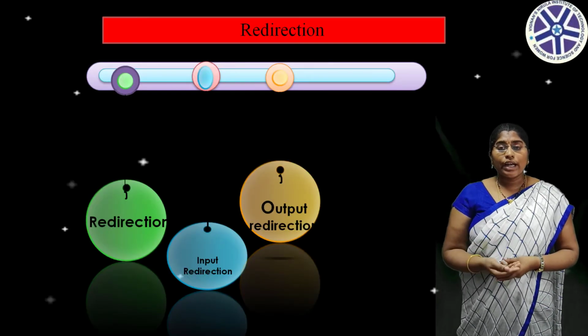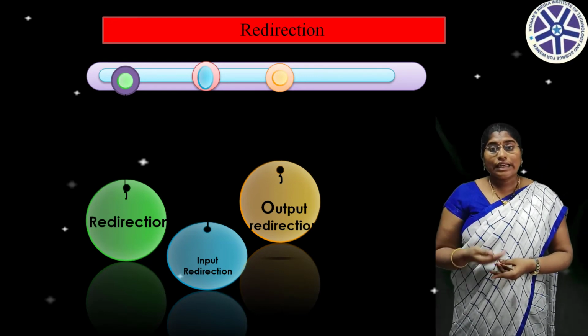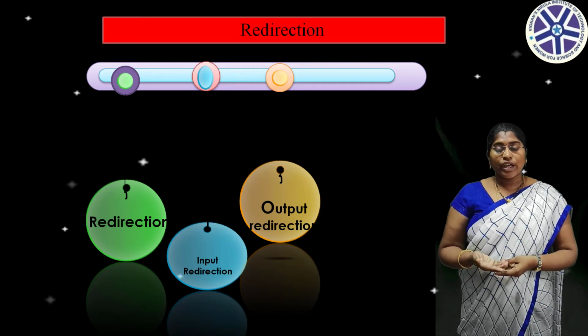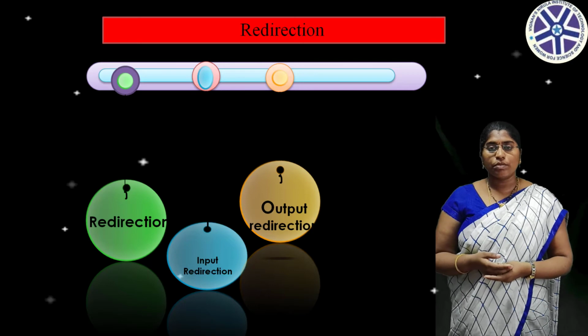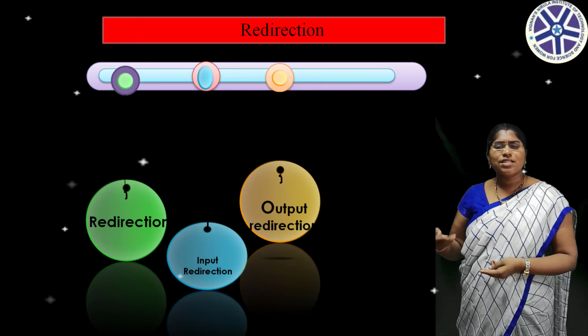In output redirection, the command's output is copied to a file rather than being displayed on the monitor. So where can you display your output? Normally you can just display the output on the monitor. But in output redirection, the command's output is copied to a file rather than displayed on the monitor.